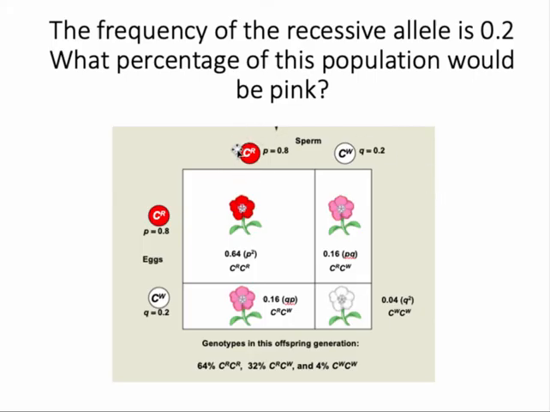Since 80% of the sperm and 80% of the eggs produced have the dominant allele, 64% of the individuals in the next generation will be homozygous dominant. The chances of combining a dominant allele with a recessive allele, or a recessive allele with a dominant allele, will give us a heterozygous individual: 16% plus 16%, so 32% of the individuals in the next generation will be heterozygous. Combining a recessive sperm with a recessive egg will give us the homozygous recessive individuals. 0.04, which is q squared, is the proportion of homozygous recessive individuals in the population.